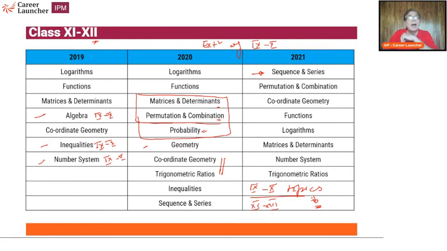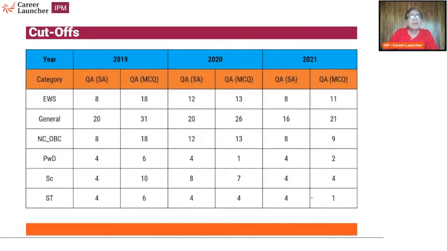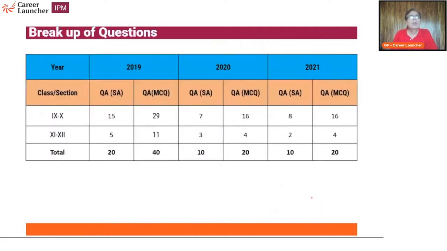Okay. The obvious question is, does it work in the paper? Let's see. Look at the 2019, 20, 21 papers. In the QA short answer questions, 75% of the questions were 9, 10th. Similarly, in MCQ, again 30 out of 40 would be 75%, almost 75% of the questions.